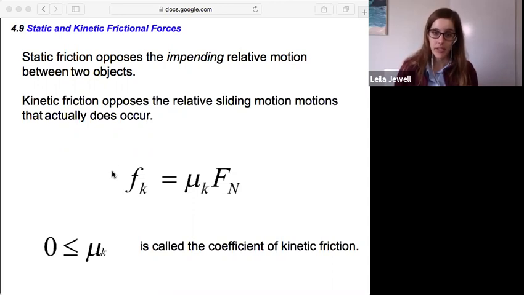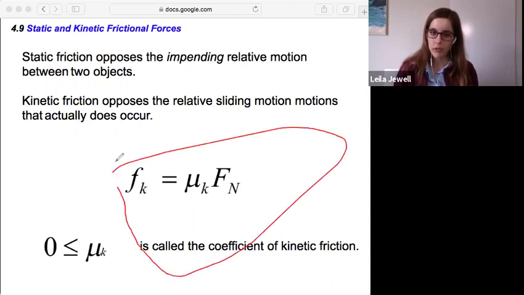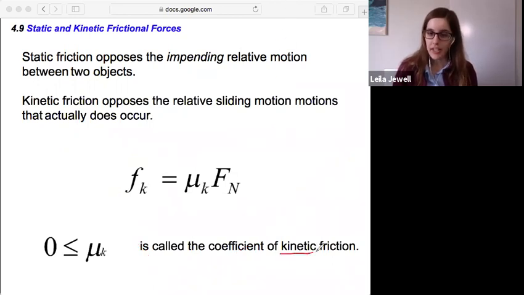And we can calculate the magnitude of it with an equation that looks remarkably similar to that of our static friction, right? It's the normal force times another coefficient. The only difference is this is going to be the coefficient of kinetic friction, which is different than our mu sub s, the coefficient of static friction. Turns out they have very different values. So let's take a look at some of the values.